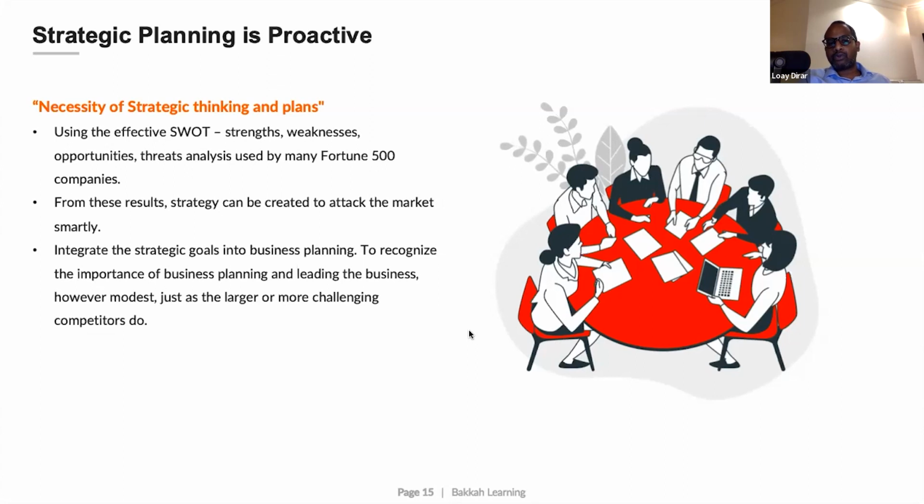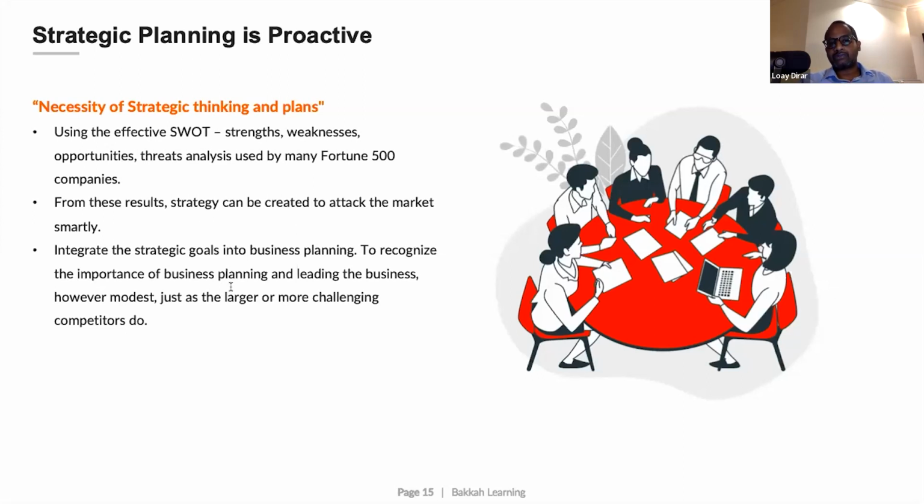And the best way to develop it is to use a very simple tool that we use in strategic planning. We call it SWOT analysis. SWOT stands for strengths, weaknesses, opportunities, and threats. We use the SWOT analysis in order to get to know our strengths and our weaknesses. And definitely, our strengths are going to be translated into opportunities, and our weaknesses are going to be a source for threats that are going to come and bite us. Okay, so SWOT analysis is used by many companies, especially those in the Fortune 500.